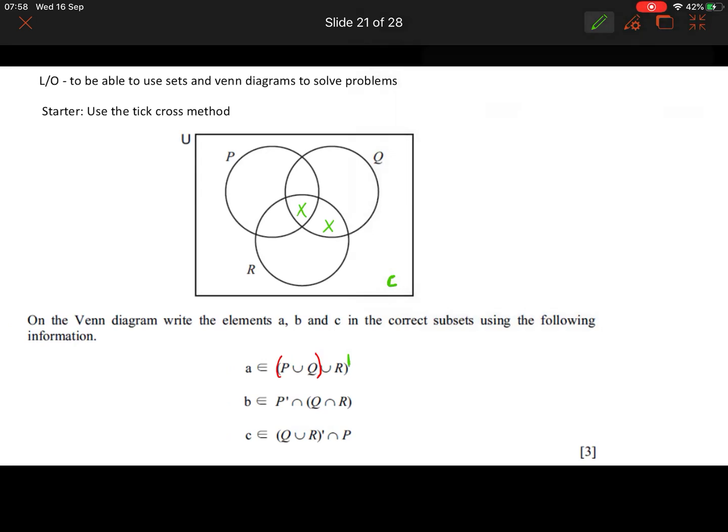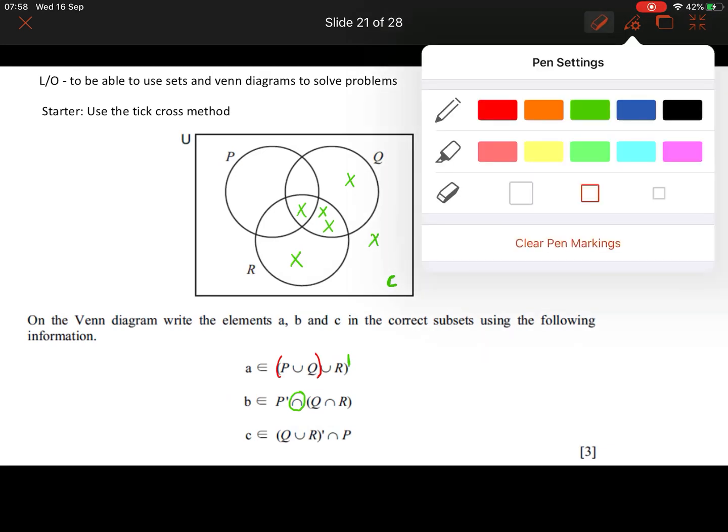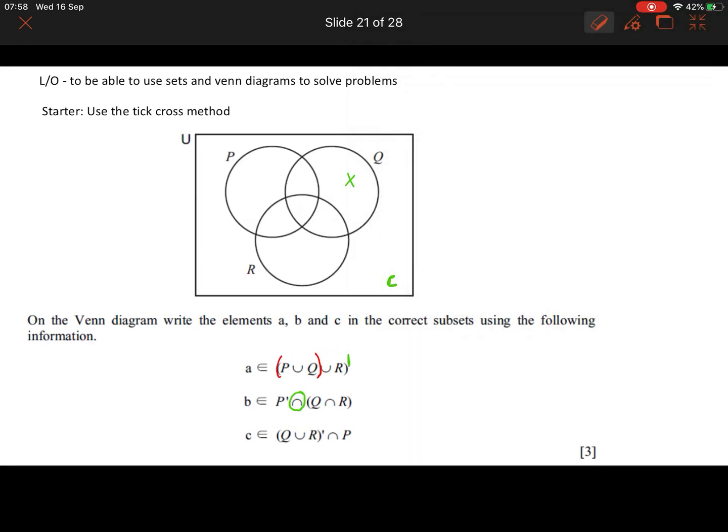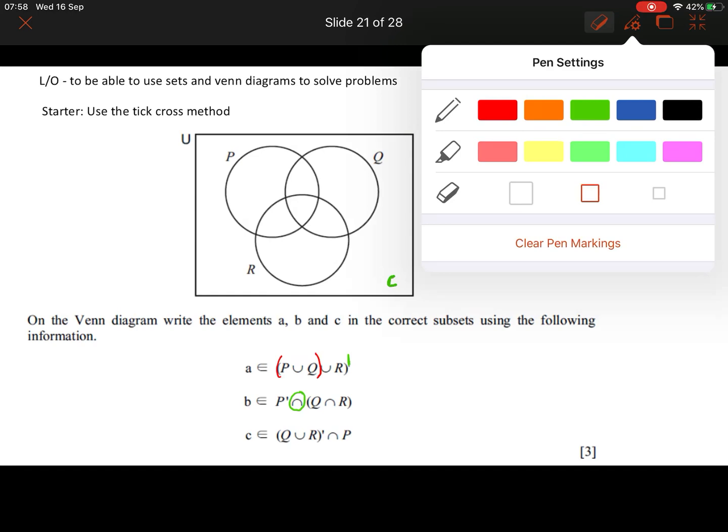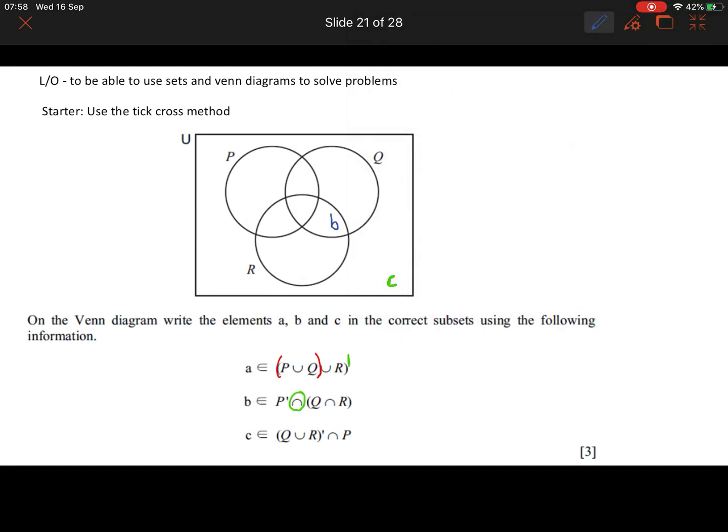Now we need not P. So put a cross anywhere that's not P. That's not P, that's not P, that's not P, and that's not P. And again, it's an and, so it's anything with two crosses. So actually the region we're interested in is where there are those two crosses there. Let's just delete them. So B goes in here.